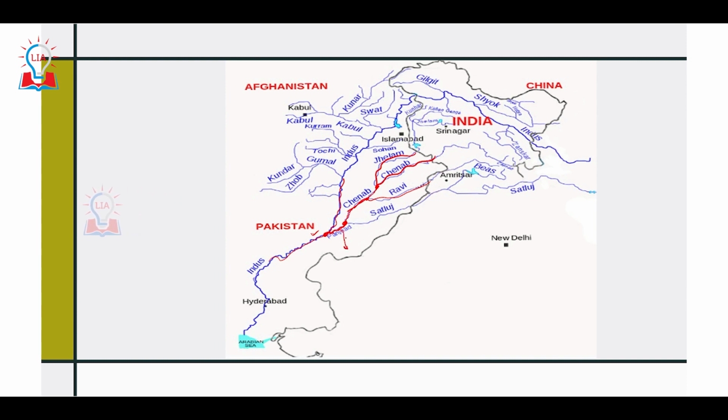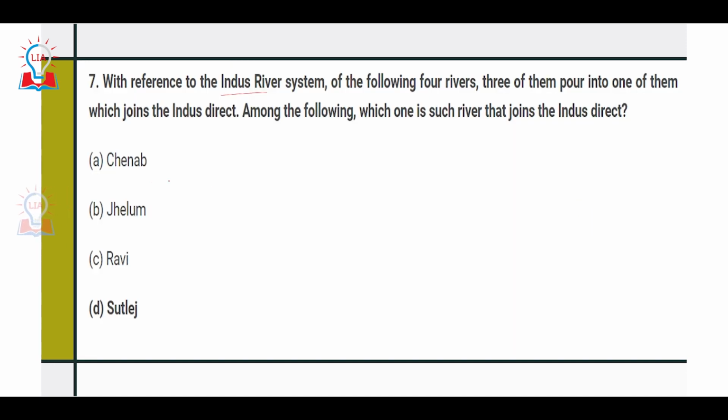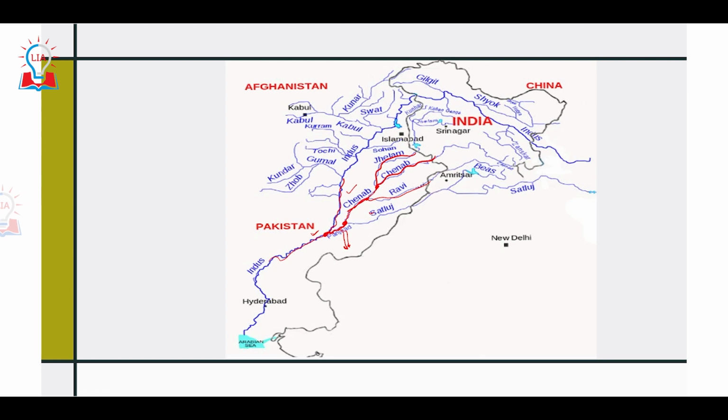So the question is very simple: this stream of water, whether this is Chenab, whether this is Satluj, whether this is Jhelum, or whether this is the Ravi.